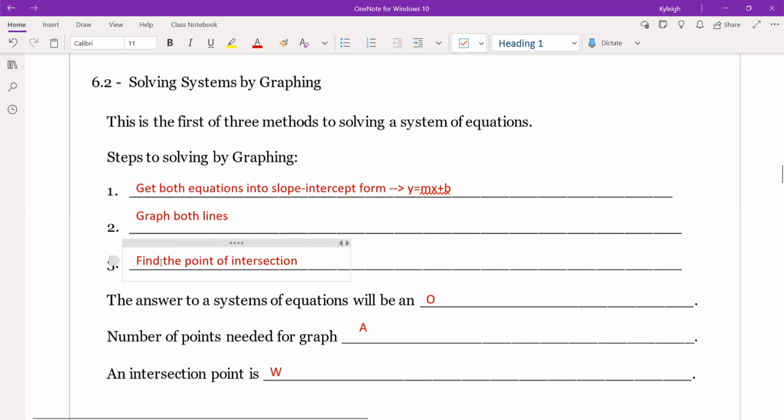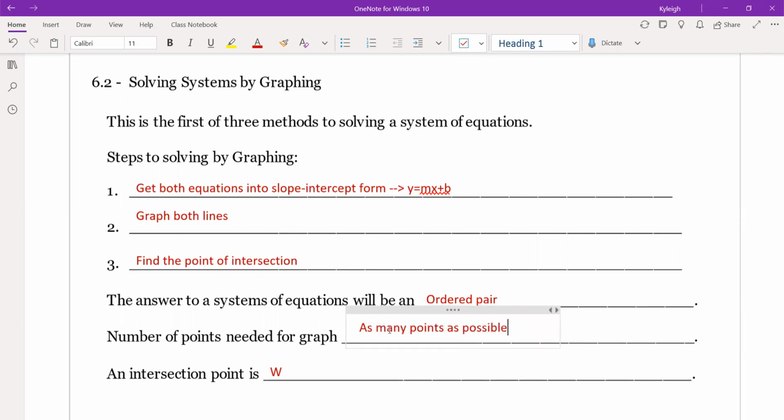So we find the point of intersection. The answer will always be an ordered pair. So forever and ever, the answer to systems of equations will always be an ordered pair. And you need to graph as many points as possible. Okay. So graph as many as you can, because again, we need to extend it as far as we can, so that way we can accurately find the point of intersection rather than just guessing.